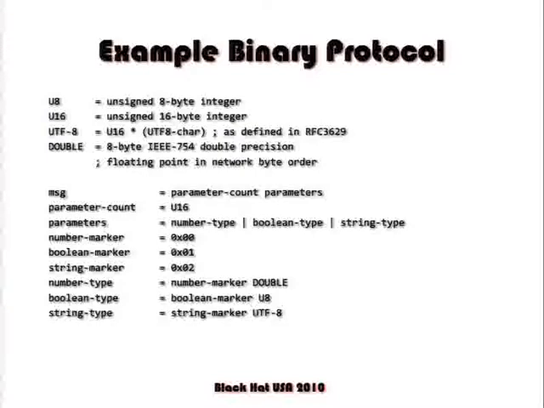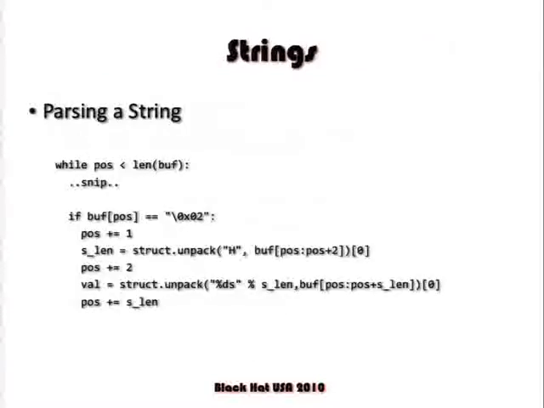So when it comes to parsing a string, when our current position in a stream is at that type marker, we can just unpack the next value into a short to get the length of the string. And then we unpack the string based on the length, so we actually have that value of the string there.